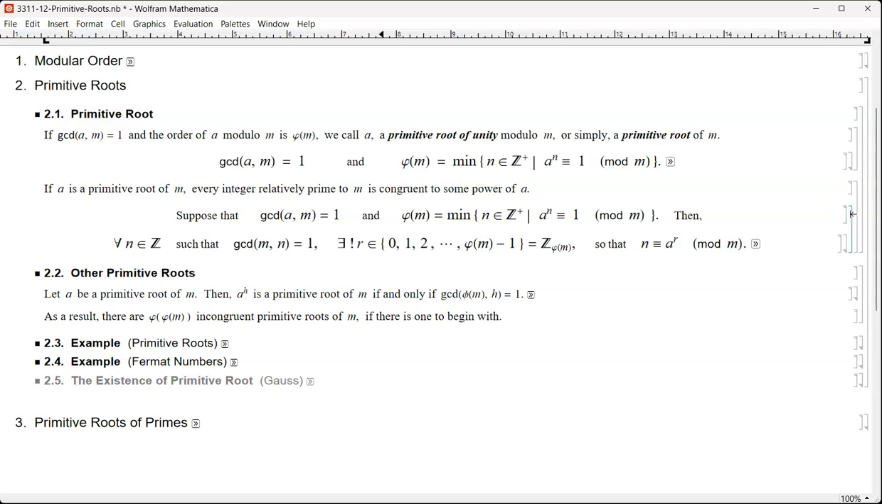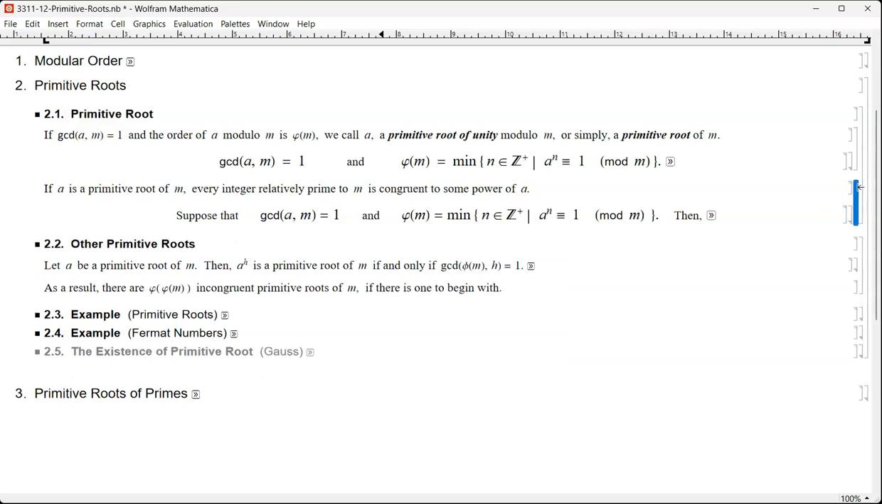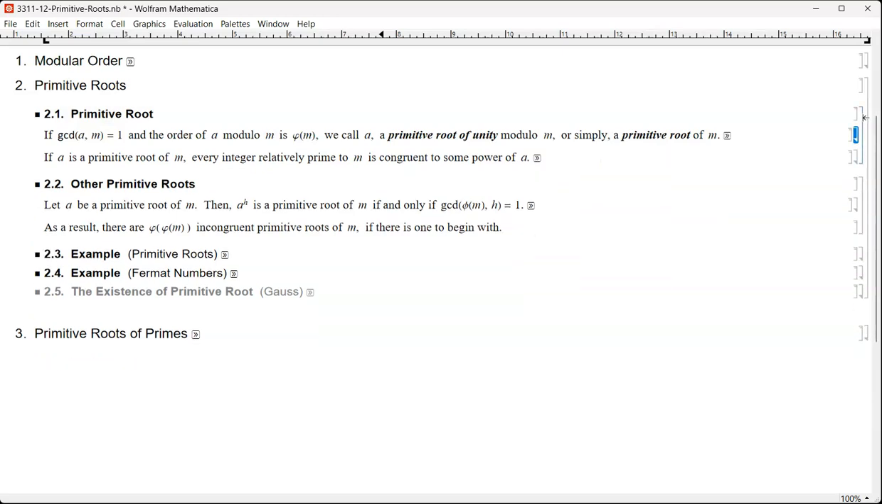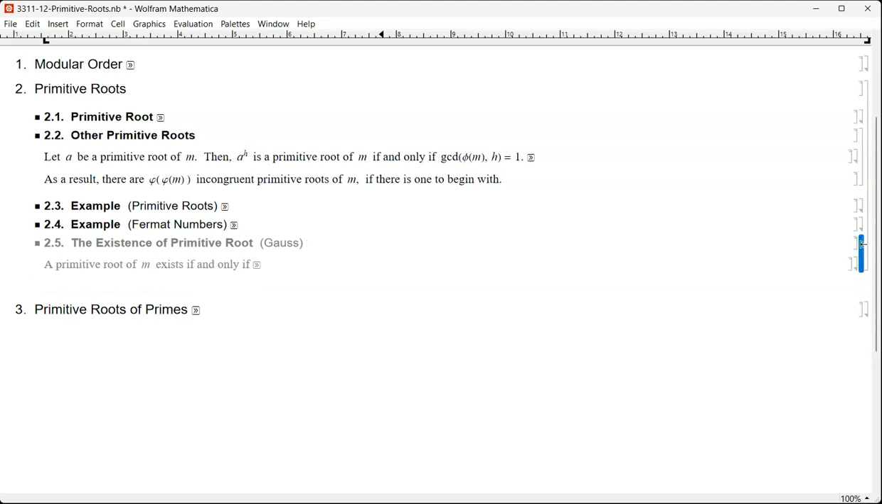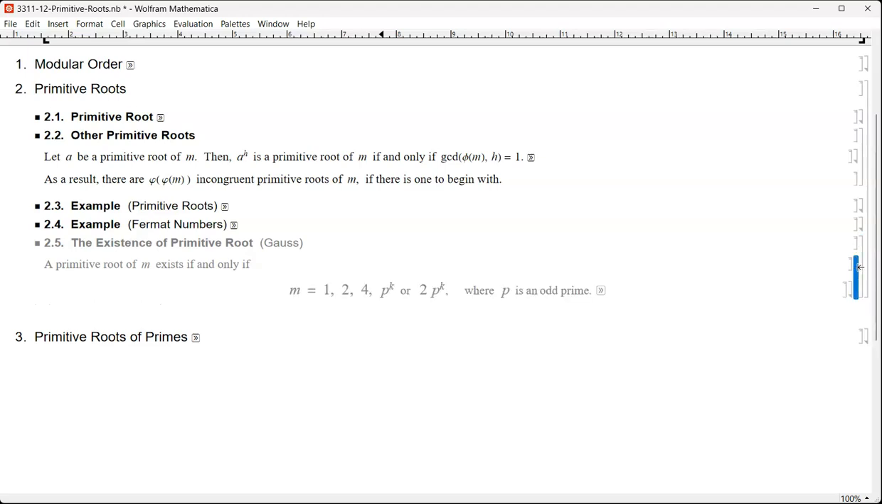And when do we actually have one, so that we have indeed phi of m incongruent primitive roots? Well, good question. The big answer is right here. A primitive root of m exists if and only if, yes, it's if and only if, so we characterize completely, m is 1, 2, 4, p to the k power, or 2p to the k power, where p is an odd prime. That completely characterizes everything. It's by Gauss, but we can't prove it here.